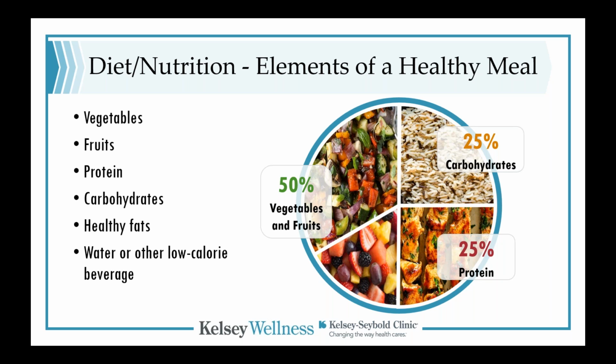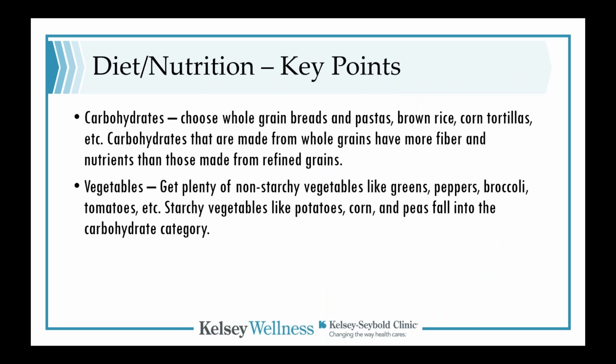If you have a variable diet where you have a little bit of everything, that is overall a heart-healthy diet, but also this goes hand in hand with the exercise activity. You want to also make sure you drink at least 6 to 8 glasses of water daily, but this is just a quick overview of that. So what are the key points? Back to carbohydrates, you really want to choose whole grain breads, pastas, brown rice, corn tortillas. Carbohydrates that are made from whole grains have more fiber and nutrients than those made from refined grains.